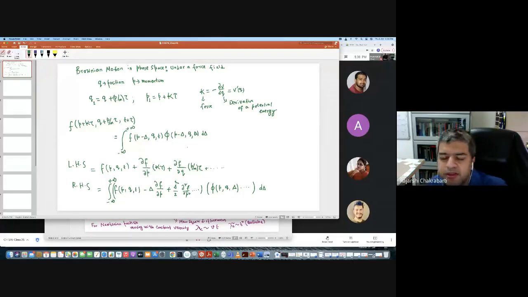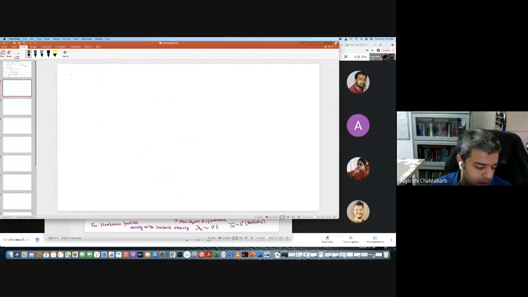We have done similar things in the last class, so I'm just continuing writing the right hand side. Right hand side is now, you can take this f p q outside, and then you'll have the integral of this jump probability function phi times pq delta, and then you'll have something like the first derivative with respect to p.